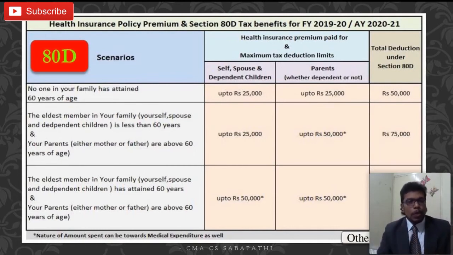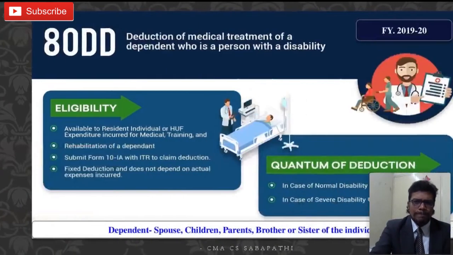Okay. The third case comes: you are a senior citizen and your parents are also senior citizens. In that case, you can enjoy the deduction under section 80D of 1 lakh rupees directly. And whatever premium you have paid towards yourself, spouse, dependent children, and parents, whether dependent or not, you are eligible, right? So 80D is such a beautiful section. Accordingly, you plan.